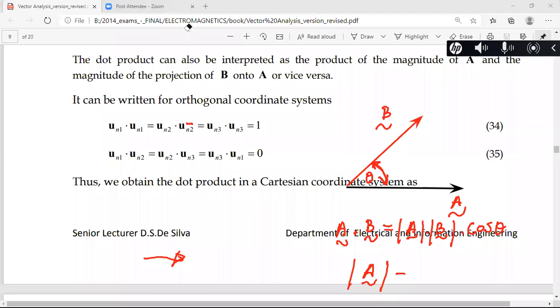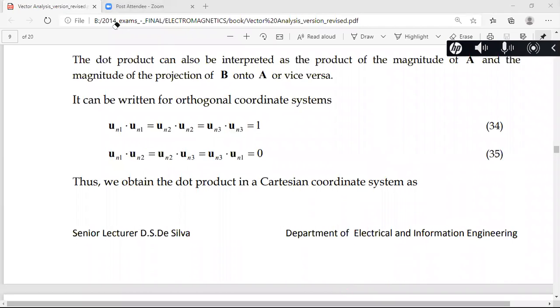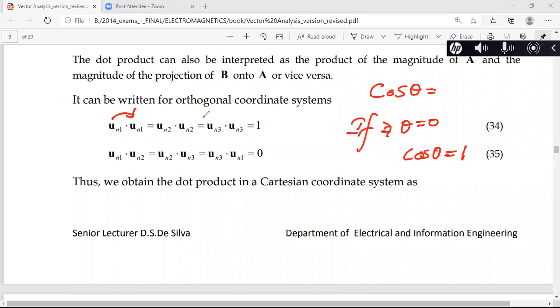Here, you can see we are taking the dot product. At that time, you have a cos theta term. If theta equals 0, then cos theta becomes 1. Therefore, un into un, meaning unit vectors along the n1 axis, if you take the dot product between these two unit vectors, your result becomes 1. If you use the dot product of un2 into un2 or un3 into un3, you are getting 1 as well.